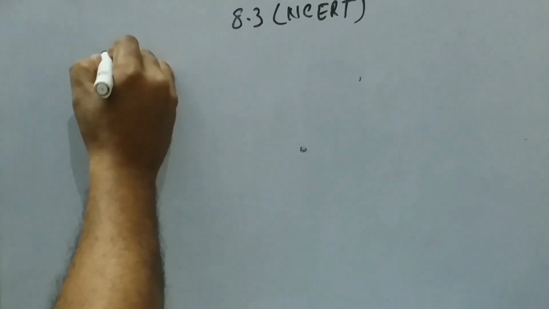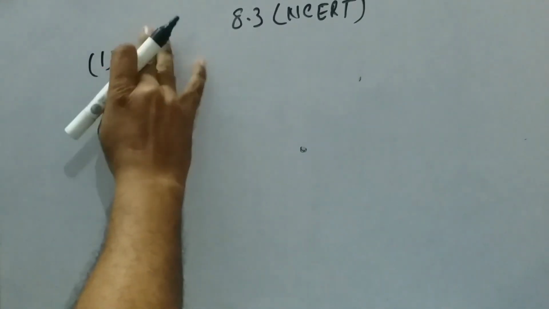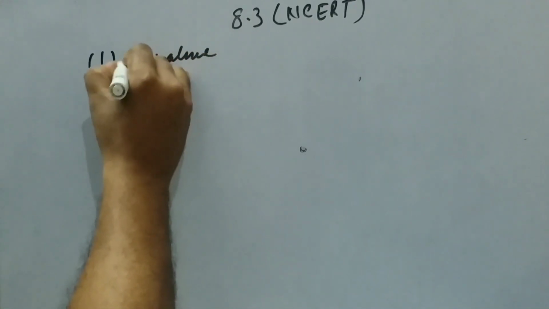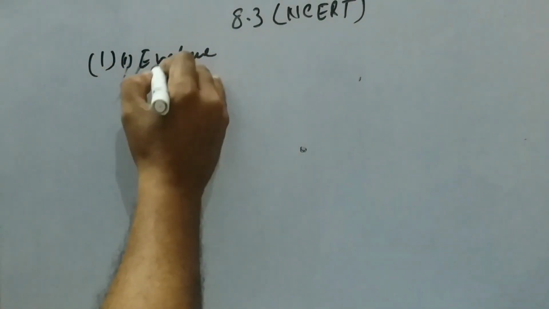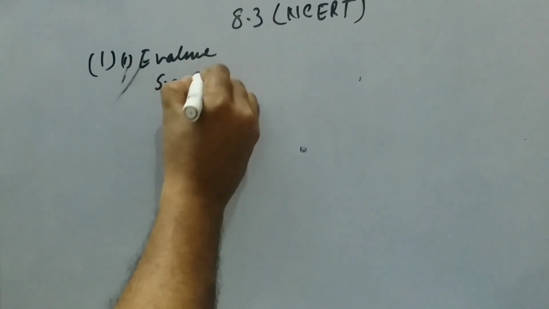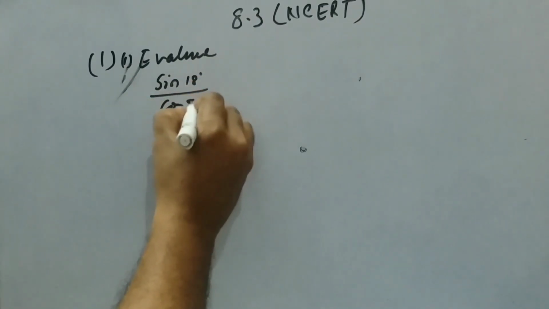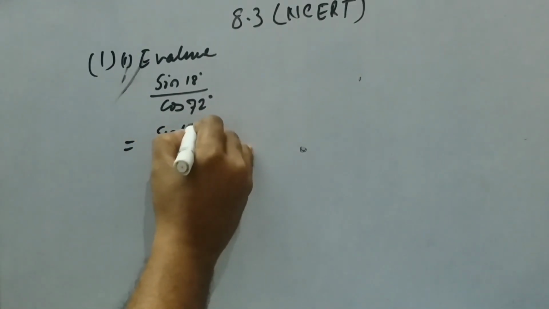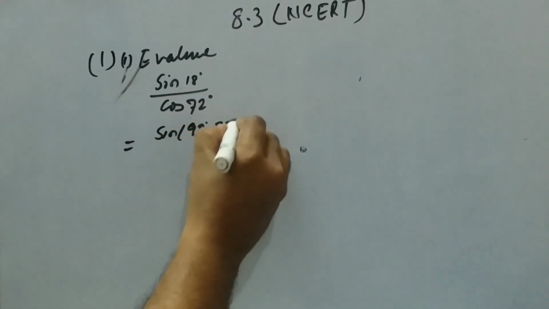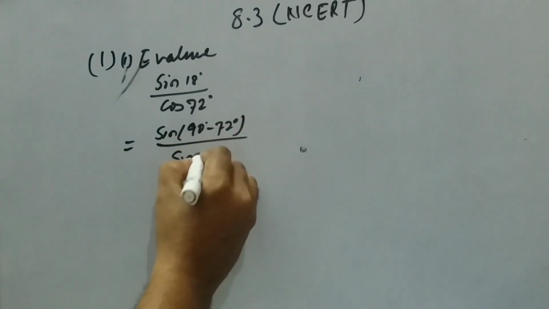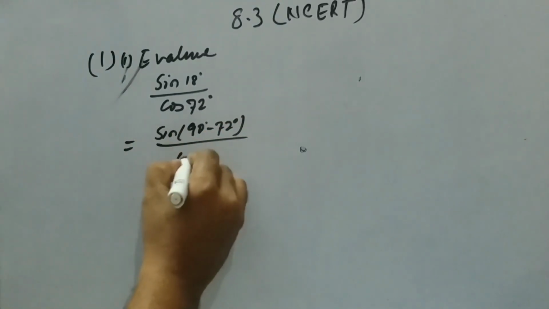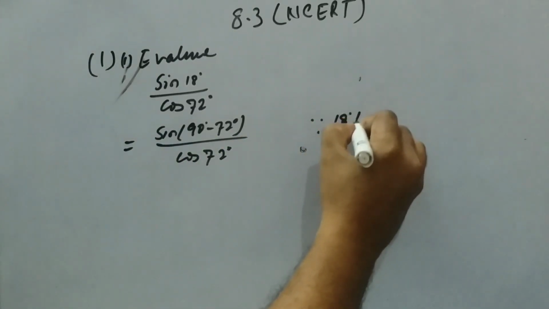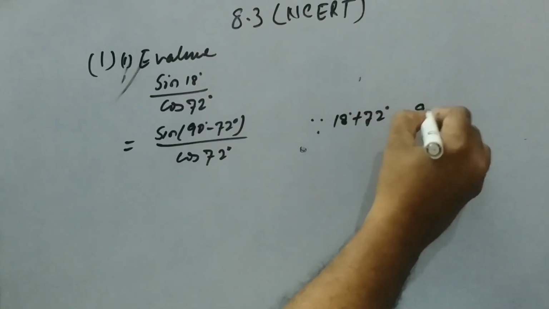Question number first: evaluate sin 18 degree upon cos 72 degree. This is equal to sin (90 degree minus 72 degree) upon cos 72 degree. Here, since 18 degree plus 72 degree is equal to 90 degree.